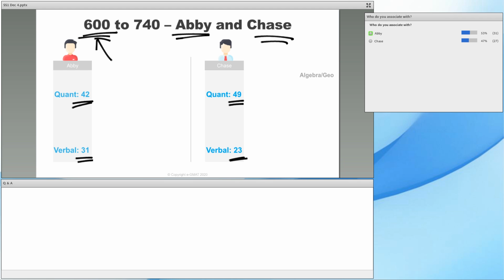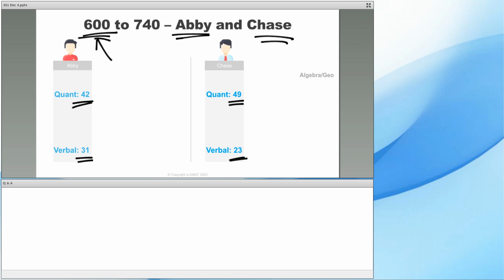Associate more with. You might not associate exactly with Abby or exactly with Chase, but who is more balanced in quant and verbal scores? If you are that, you're more like Abby. If you have highly unbalanced quant and verbal scores, then you are more like Chase. Okay, that's good. You can see we have about a 50-50 split over there. Let me hide this poll.